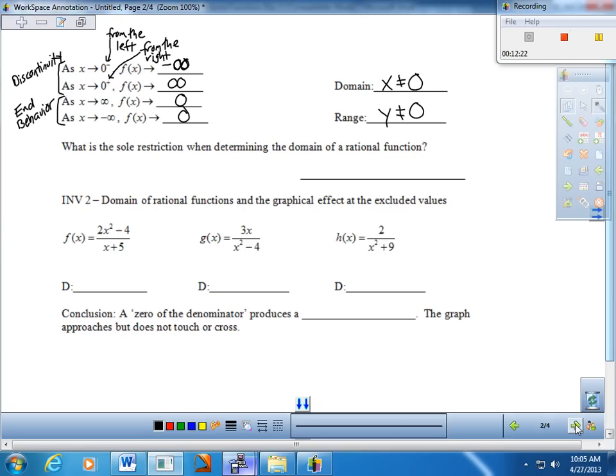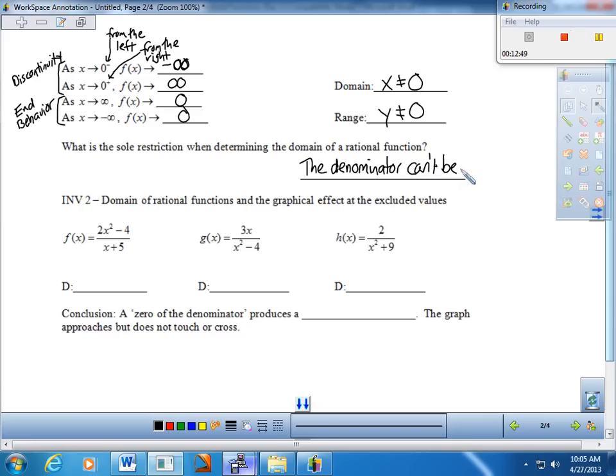Beautiful. So let's do this quick question right here and then hit investigation 2. It says, what is the sole restriction when determining the domain of a rational function? And a rational function, obviously we're talking about a fraction. And what do we have to be careful of in a fraction? The denominator can't be 0. So that's what I'll highlight right up here.